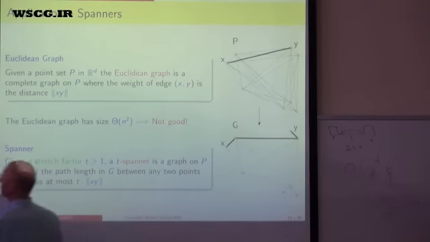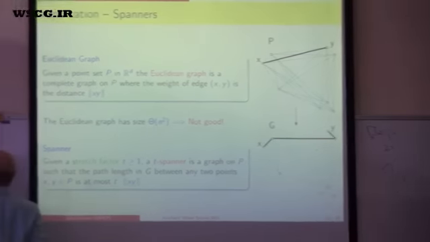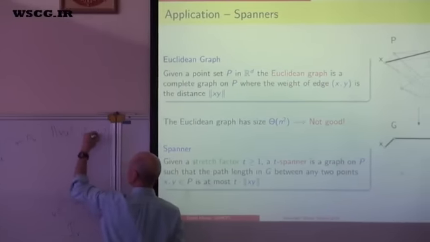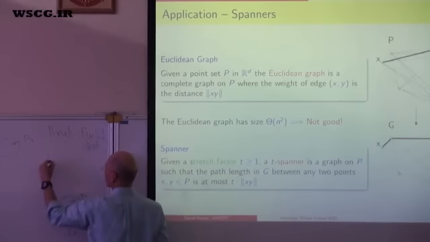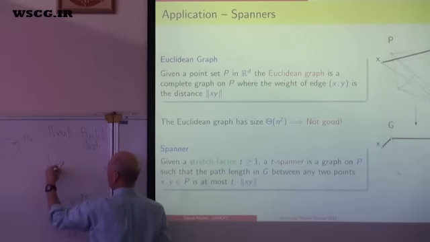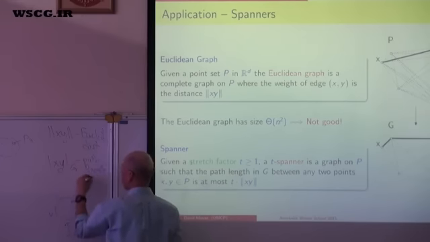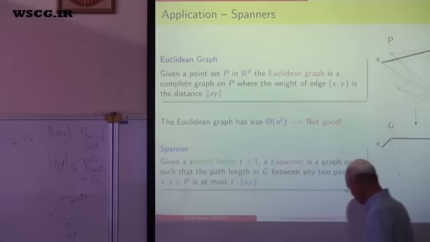A little bit of notation. When I talk about distances in G, I'm going to be using this term xy. This is my Euclidean distance. And I'm going to be using this xy sub g. This is essentially the path length in the graph G itself. Okay?